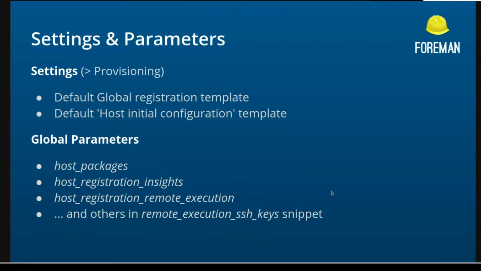So for the default global registration, if you will call the registration endpoint, this is the template what is going to be rendered. The host initial configuration template, this is the template assigned to operating system. So when you are creating, or when the OS is created automatically, this is the template that is going to be assigned to operating system. If you have cloned it, if you change it, and you have named it in your way, feel free to edit in the settings, and it will be automatically assigned.